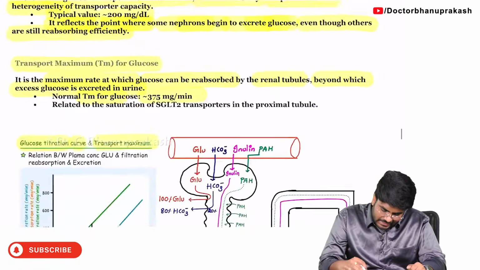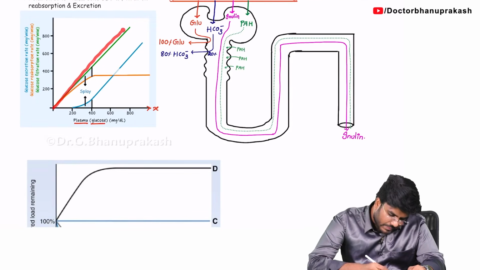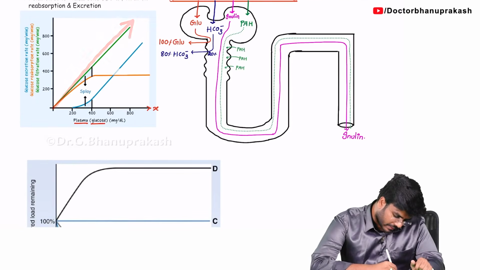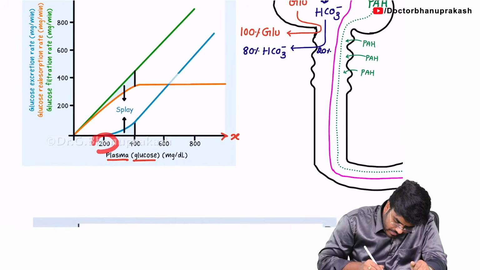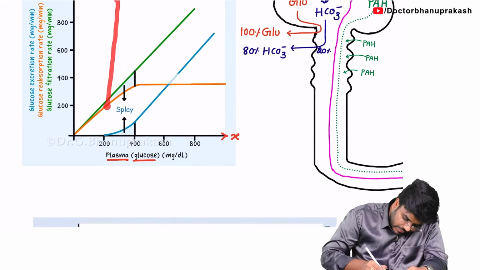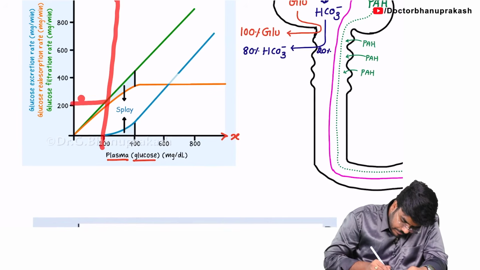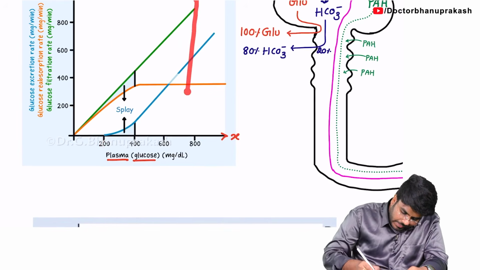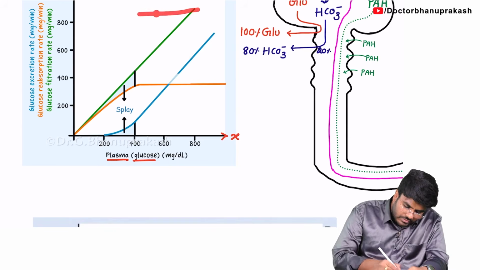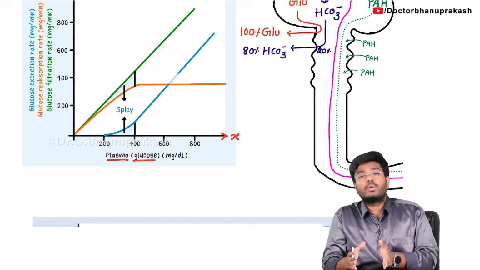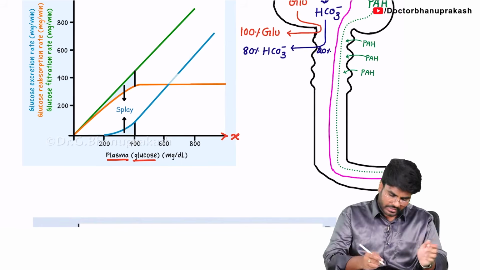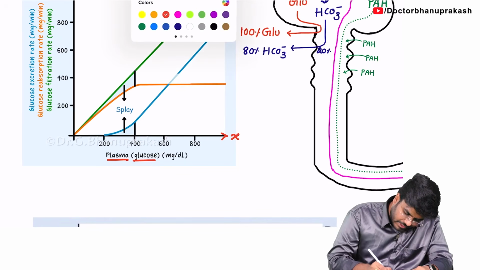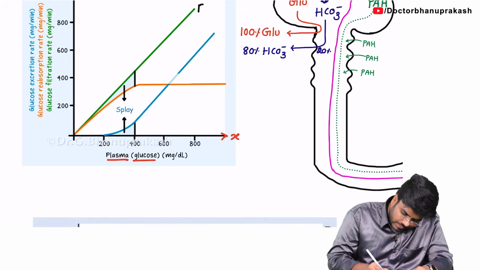So the first curve, this green color curve, is the glucose filtration curve. You can see in the green color glucose filtration curve, at the glucose filtration rate, if the plasma glucose is 200 molecules, how many will be filtered? The same 200 will be filtered. If you have 800 molecules, the same 800 molecules will be filtered. So the more the plasma glucose, the more the filtered rate. Directly proportional. Okay. Now, this green color curve is the filtration curve. Try to understand, the green color curve is the filtration curve.